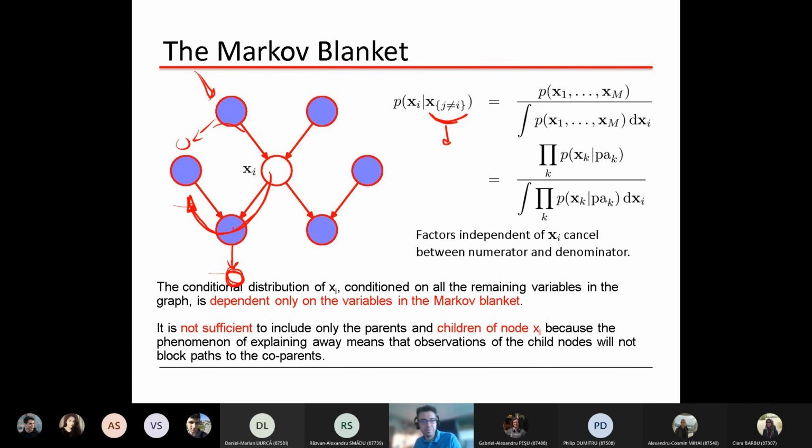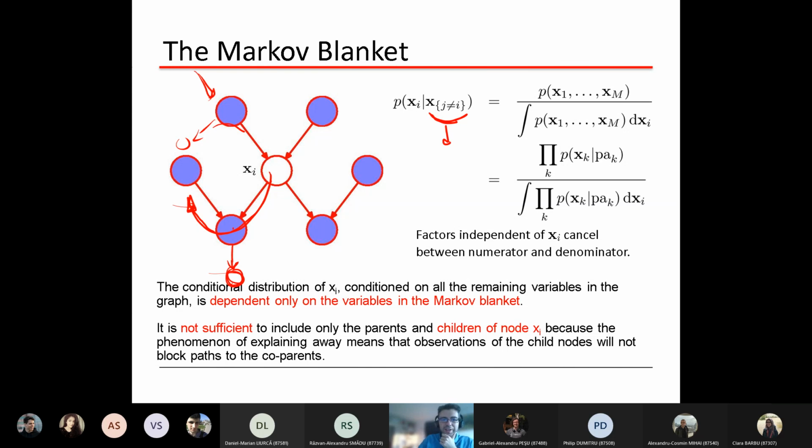I don't know how to call them. They are not siblings. I would say spouses, if you want, which are also parents of the same children. So you need to observe the parents, you need to observe the children, and you also need to observe this type of nodes which are also parents of the same children. If we are observing all these three types of nodes, parents, children, and parents of our children, then this is called the Markov blanket, and xi becomes disconnected, it doesn't influence any other node in the DAG.